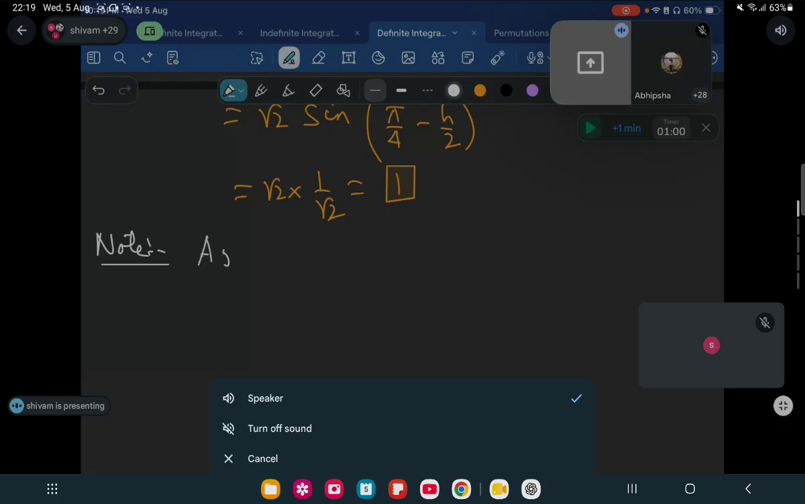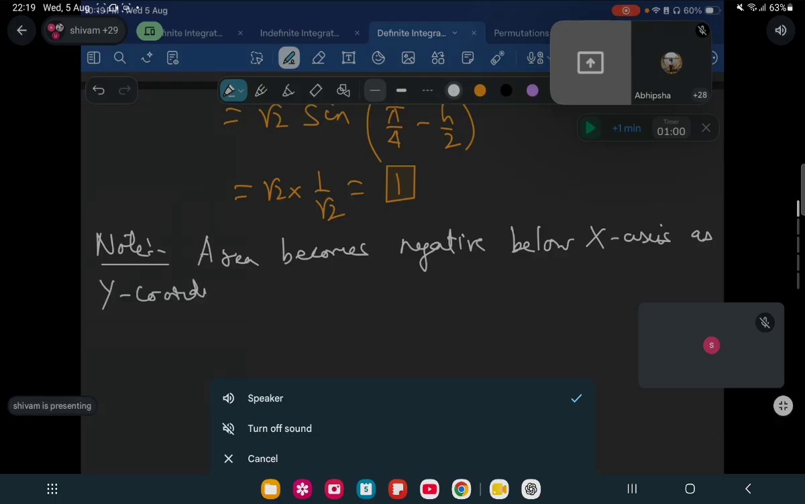Area becomes negative below the x-axis. Okay, area under the curve becomes negative below the x-axis, as the y coordinate becomes negative.